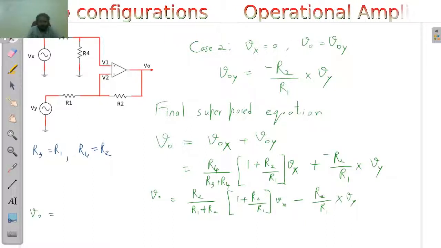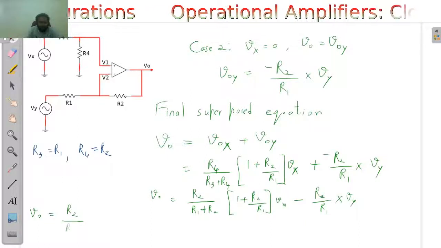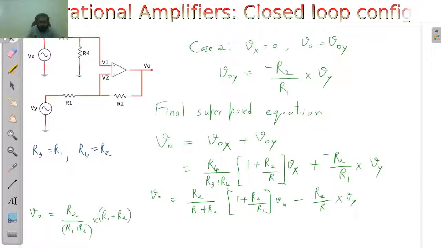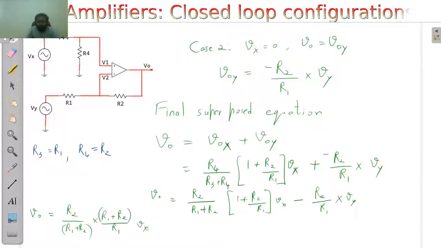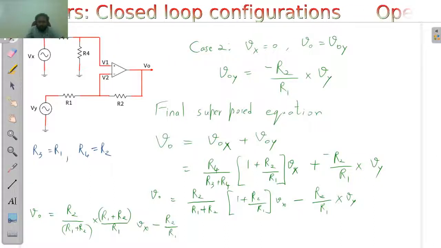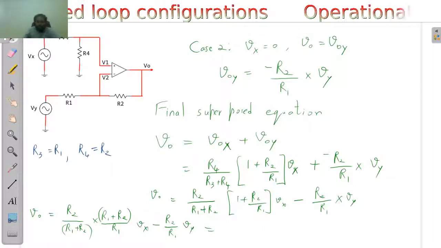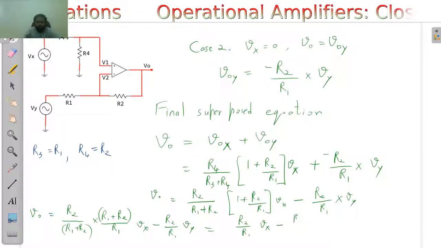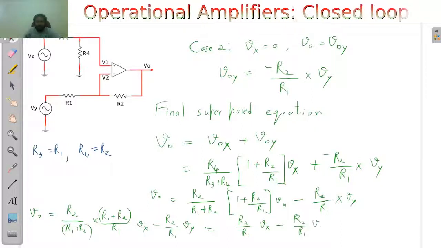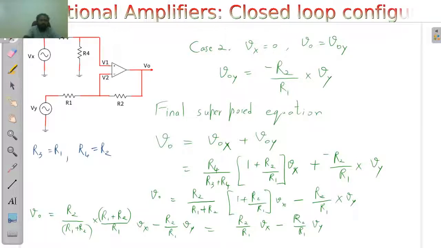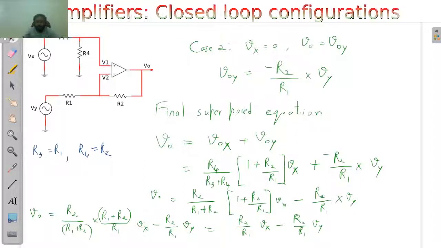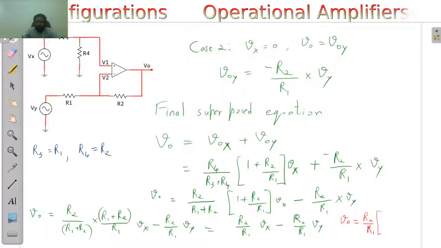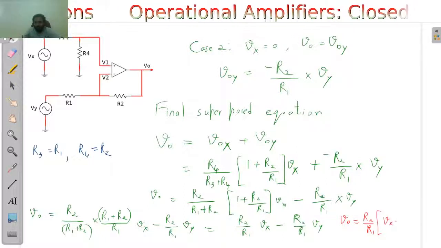And now this is equal to R2 by R1 plus R2 times R1 plus R2 by R1 times Vx minus R2 by R1 Vy, which is equal to R2 by R1 times Vx minus R2 by R1 times Vy, and hence our end equation will give a Vo which is equal to R2 by R1 outside of Vx minus Vy.